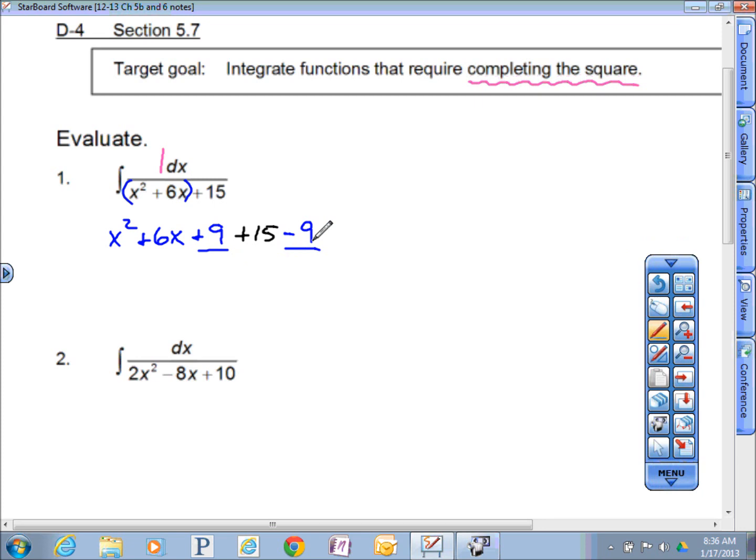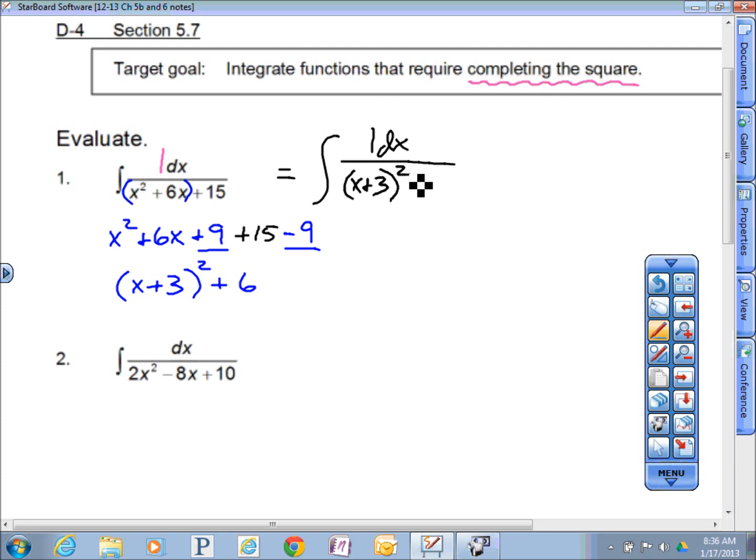So if I do that, this first quantity, this x squared plus 6x plus 9, is going to factor to an x plus 3 quantity squared. And then when I combine the positive 15 and negative 9, I'm going to have a plus 6. Well, if I rewrite this original integral then, using that information, I've got 1 dx on the top, and I've now got the quantity x plus 3 being squared plus a 6 in terms of my integral.